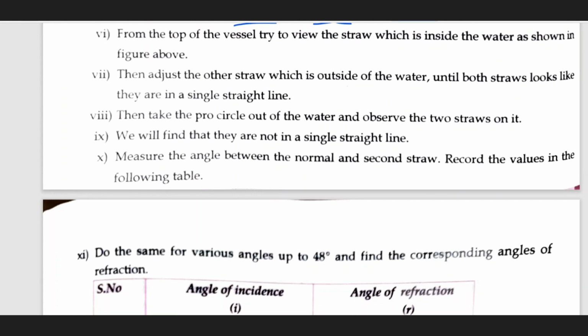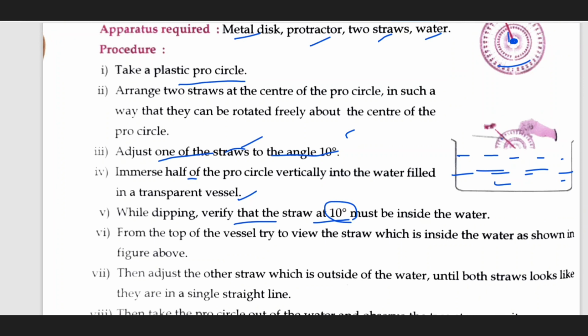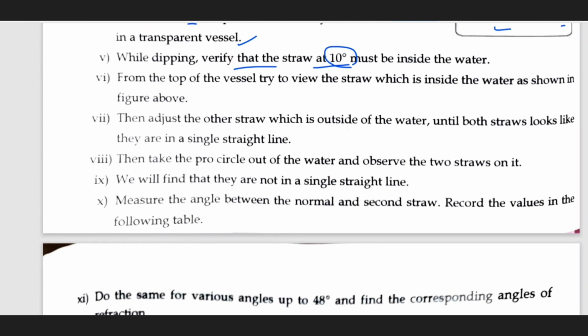From the top of the vessel, try to view the straw which is inside the water, as shown in the figure. Then adjust the other straw, which is outside the water, until both straws look like they are in a single straight line. So you must place the second straw in such a way that the straw inside the water is in a straight line with the straw outside the water. Then take the protractor circle out of the water and observe the two straws, and we'll find that they are not in a single straight line.